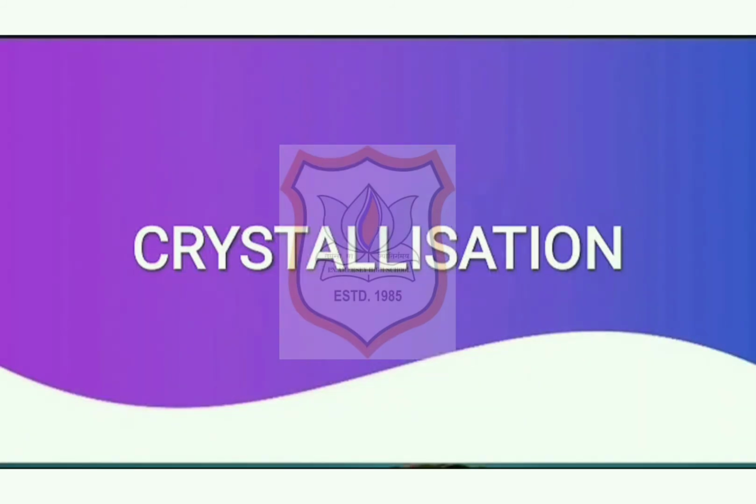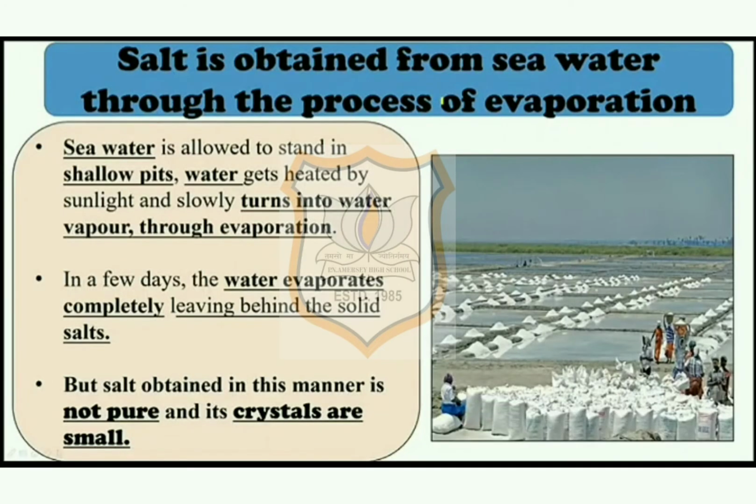Now we will discuss the last topic of this chapter, that is crystallization. Students, in class 6th you have learnt that salt is obtained from seawater through the process of evaporation. Seawater is allowed to stand in shallow pits. Water gets heated by sunlight and slowly turns into water vapor through evaporation. In a few days, the water evaporates completely, leaving behind the solid salts.